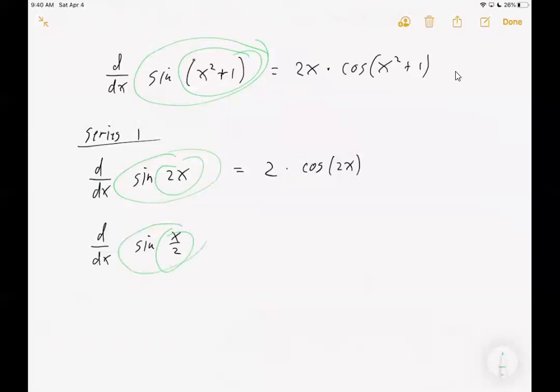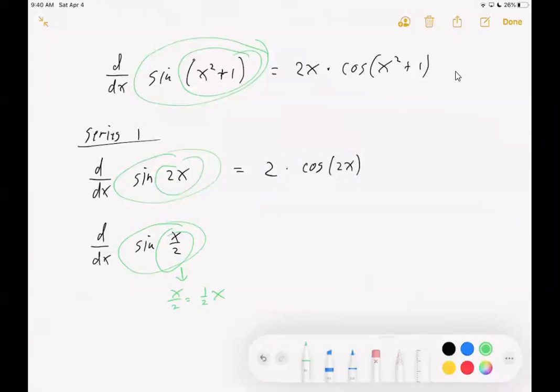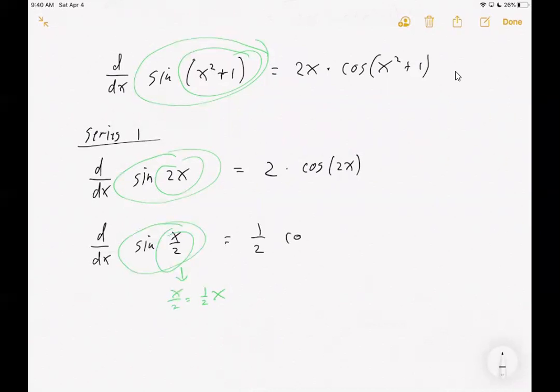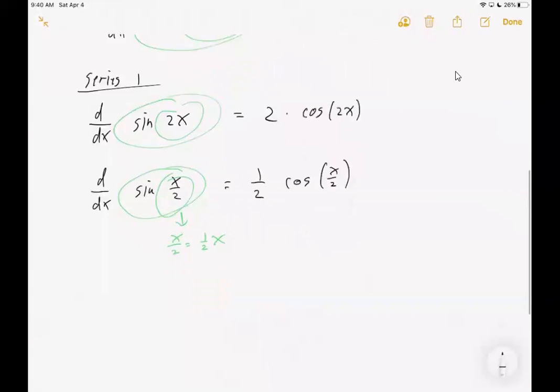There are the rings. You need to remember that x over 2 is the same as 1/2 of x. Hopefully you remember that. And therefore, the derivative of the inner ring is 1/2. Outer ring is the cosine of x over 2. Let's do a couple more in this series.